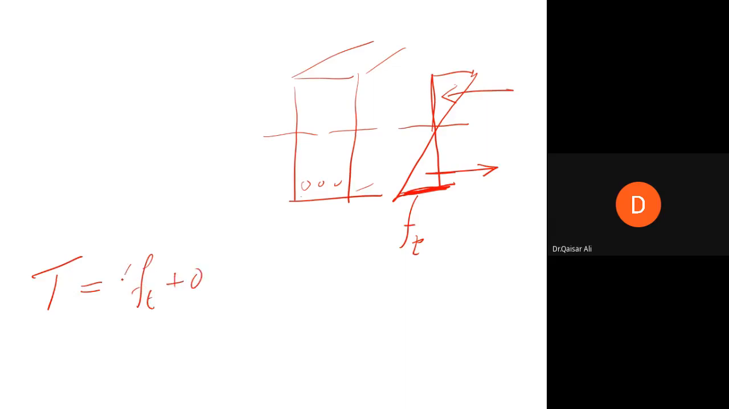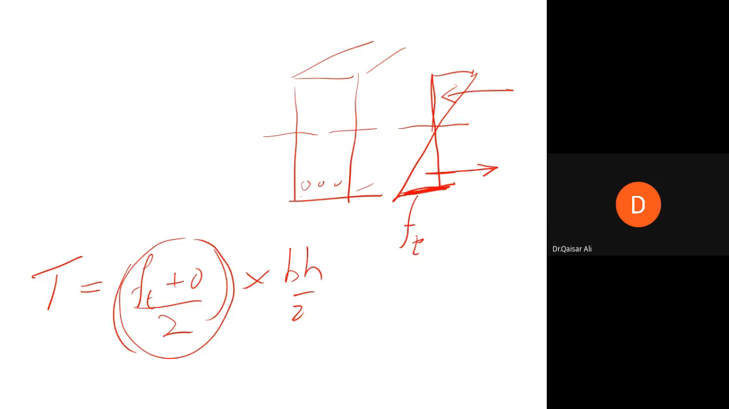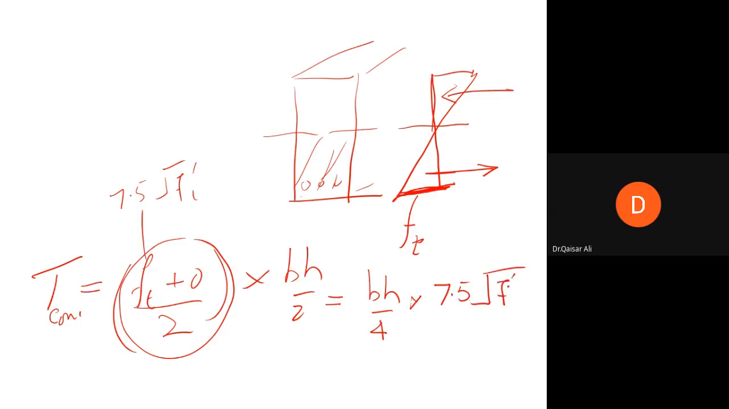plus 0 divided by 2 into Bh by 2, because this is the stress in concrete, the tensile strength of concrete. The tensile stress in the bottom fiber is Ft, the average of this is Ft plus 0 divided by 2, and the area is Bh by 2. And this Ft is equal to 7.5 square root of Fc prime. This is the tensile force in concrete alone, not with steel. So this will become equal to Bh by 4 into 7.5 square root of Fc prime. Okay?